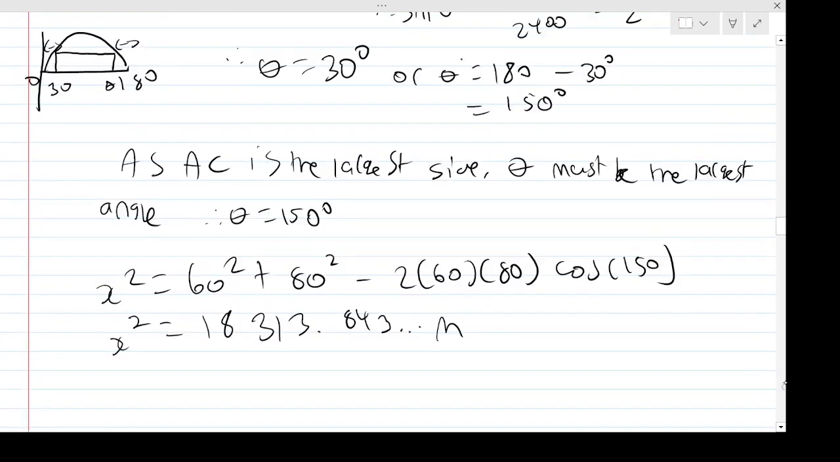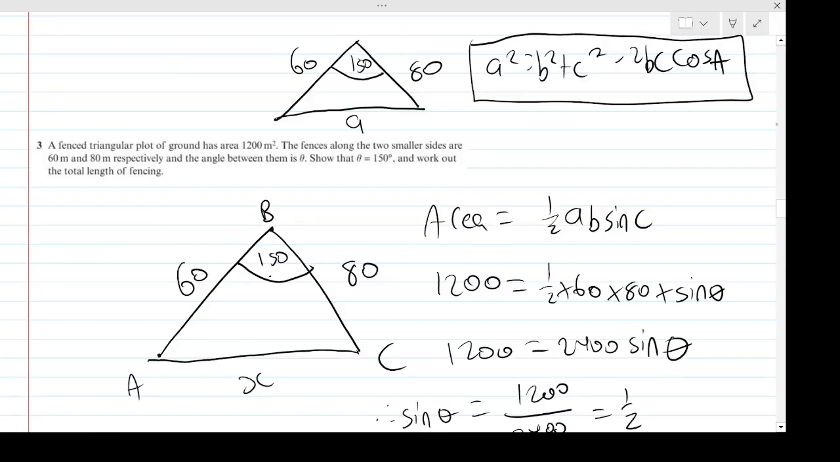Yes, meters. So then therefore to get the side X, we need to square root it. So if we square root that, I'll get 135.328 meters. Okay, so that's that side then. Well then it wants the total length of the fencing, so the perimeter. So we just need to add all the three sides then.